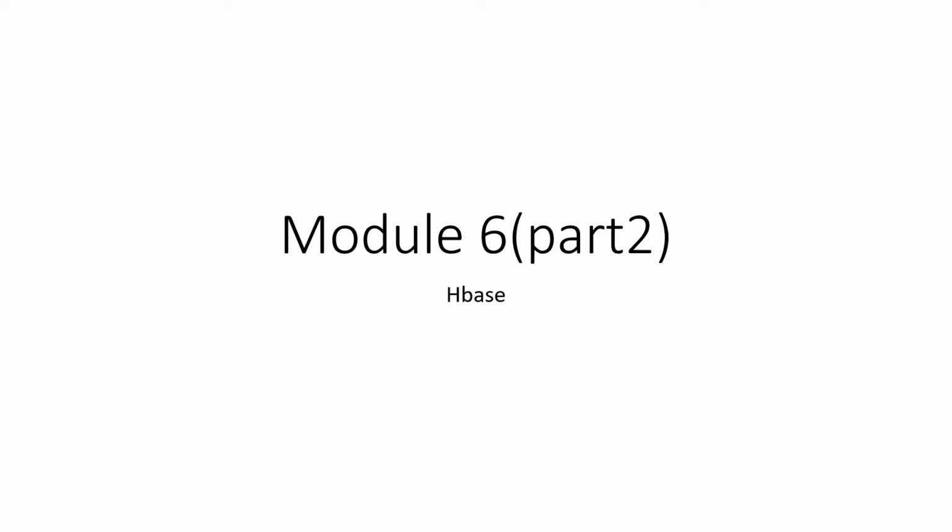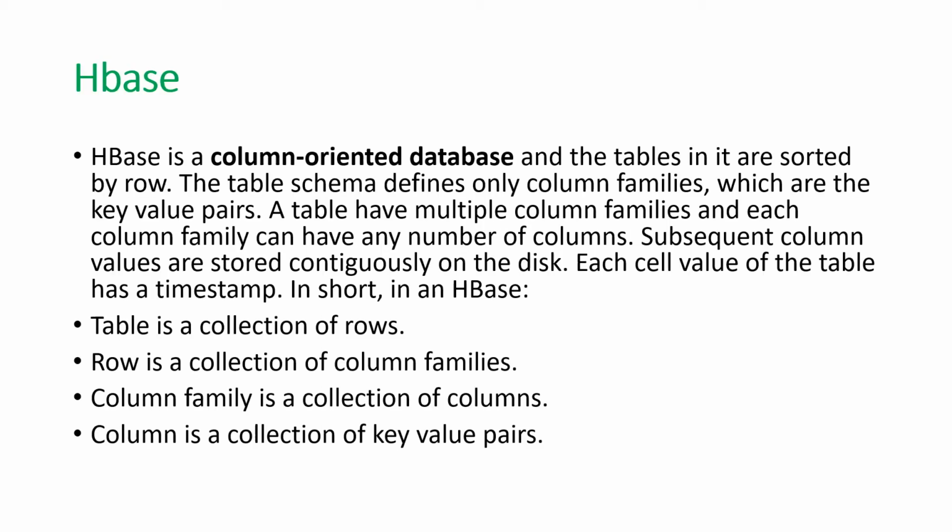Now we are going to discuss HBase. HBase is a column-oriented database and the tables in it are sorted by row. The table schema defines only column families, which are the key value pairs. A table has multiple column families and each column family can have any number of columns. Subsequent column values are sorted contiguously on the disk.